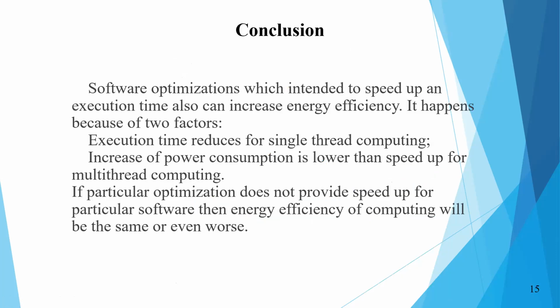So just to conclude, why it happens: we can see that in some cases, execution time reduces, even for a single thread. Another factor is that even though power consumption is increasing for multi-thread usage, the speed up is even better. So in that case, energy efficiency will be better than before. And also some particular optimizations cannot give speed up and also will not give us any energy efficiency.